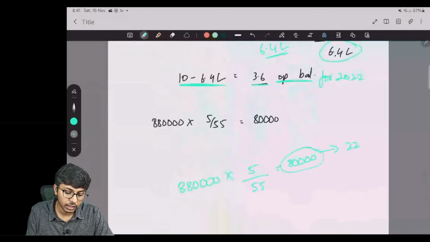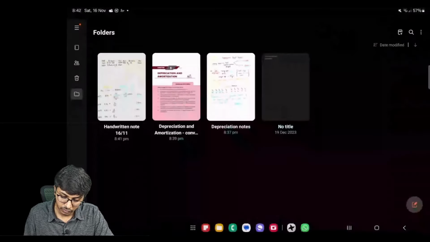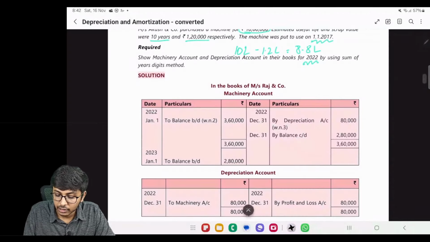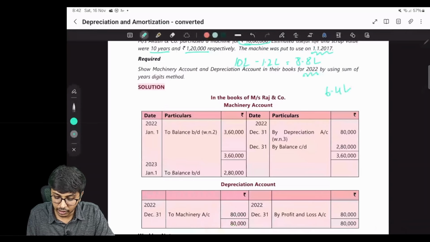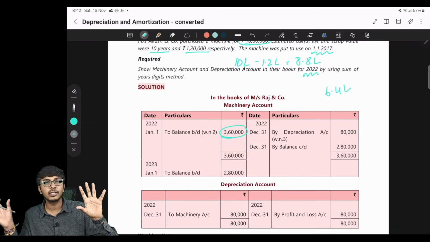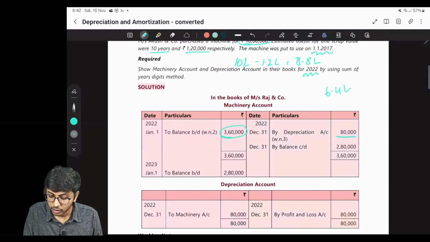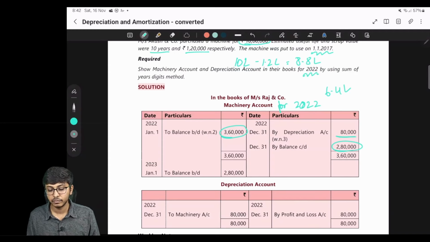Now if you see the depreciation account that they have prepared, you will get an idea. What did we tell? We told you 6.4 lakh is the total depreciation, correct? If you minus that, you should get 3,60,000. This will be your balance brought down of the asset after total asset minus depreciation. Then depreciation for the current year we found out that is 80,000. So 3,60,000 minus 80,000, your closing balance should be 2,80,000. So this is the machinery account for 2022, correct?